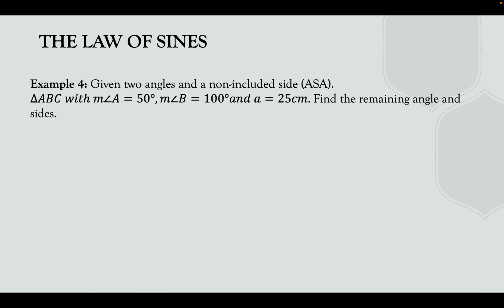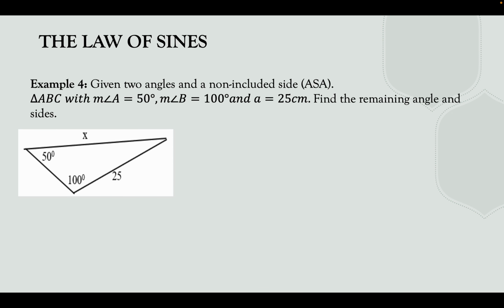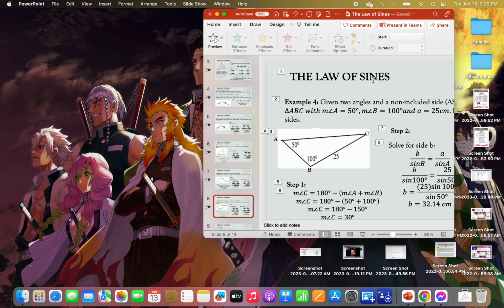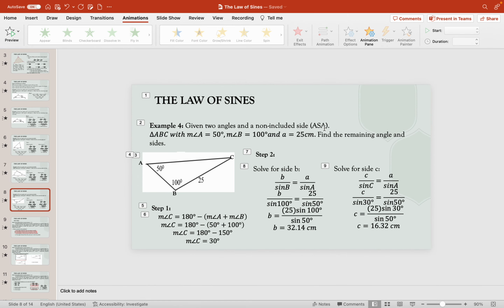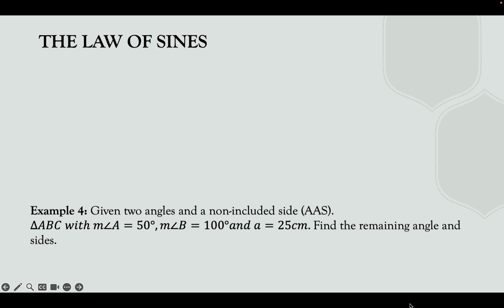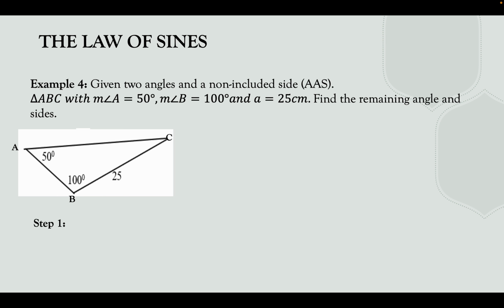For our last example, we have two given angles and a non-included side, which is angle-angle-side. Sorry for that. Let's change this one. Angle-angle-side. Okay, correct. So we have angle A is 50 degrees, angle B is 100 degrees, and side A is 25 centimeters. Find the remaining angle and sides.